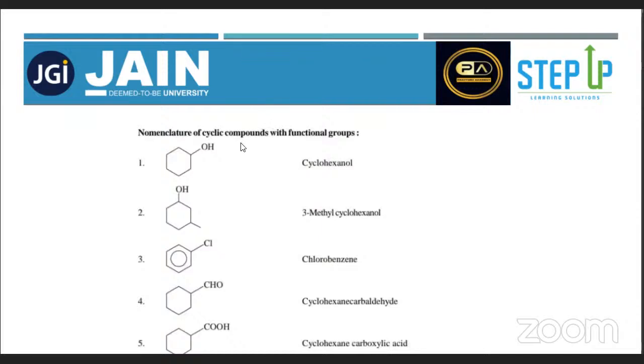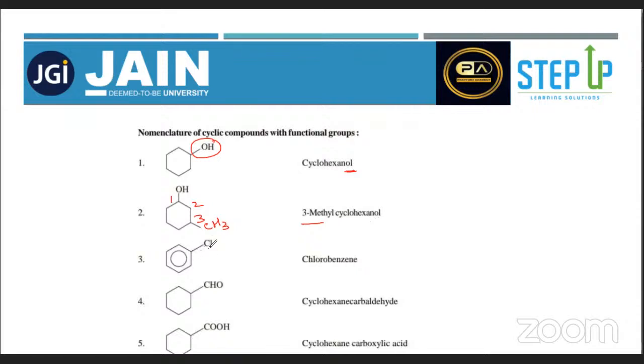Okay, so nomenclature of some cyclic compounds with functional group. You can see this is cyclohexanol, because we have a cyclohexane and the functional group is alcohol. Alcohol ends with -ol, so hexanol. This is again our third. This is a terminal group, so this is methyl here. I'll start numbering. The functional group will be given the first number, then 1, 2, 3. Third, we have methyl cyclohexanol.